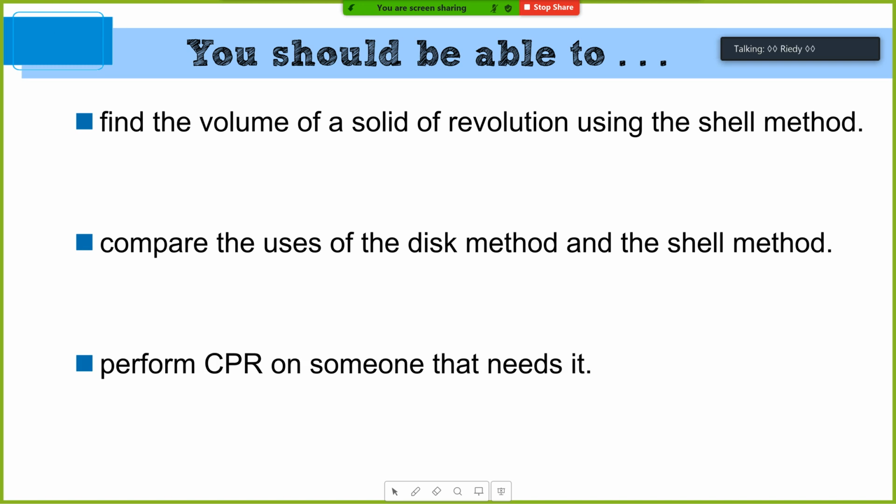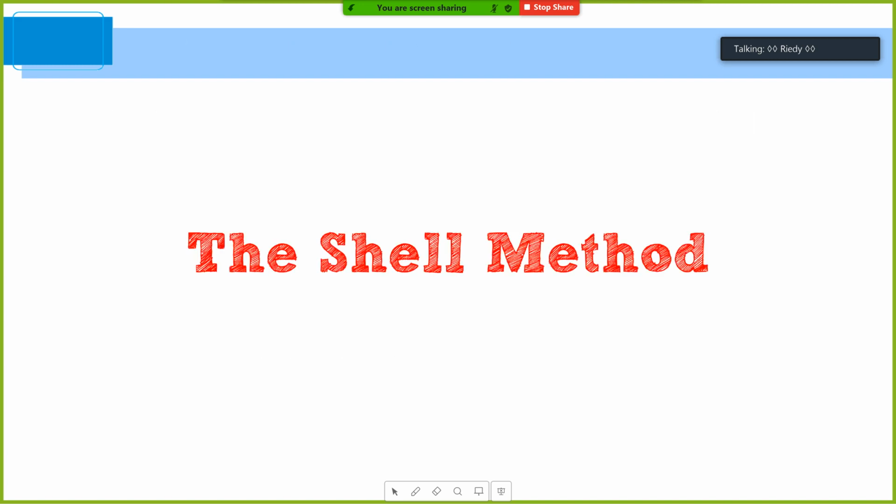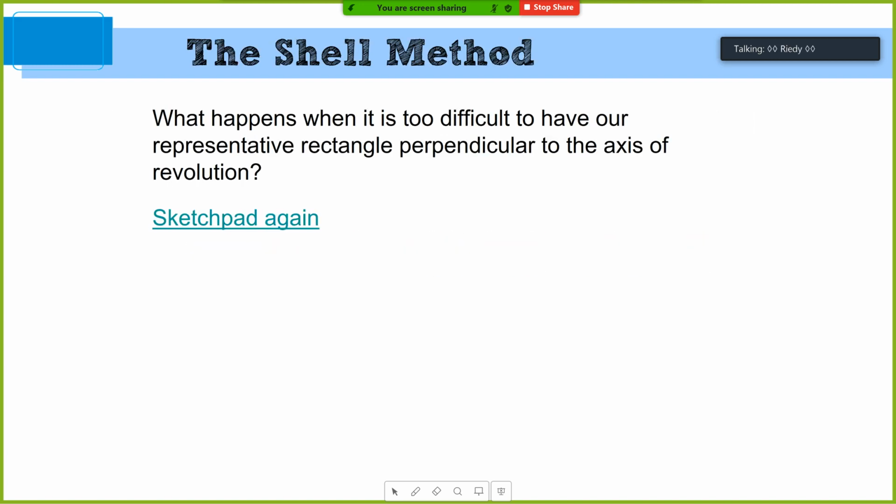And then today, I think it's important that you be able to perform CPR. How many people can do CPR? Excellent. That makes an old guy like me feel better. All right, so here we go.